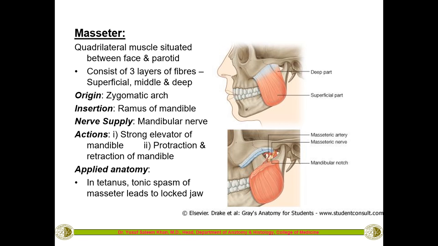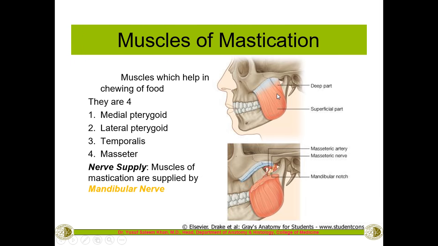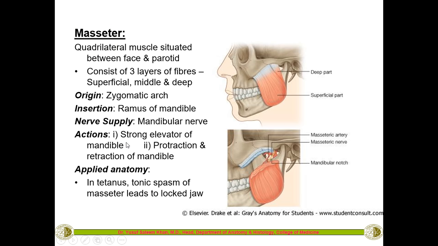So the fourth muscle which is remaining is the masseter. So this is the masseter here. It has a superficial part and deep part. Actually it has three parts: superficial, middle as well as deep. This is a quadrilateral muscle, as you can see here, situated between the face and the parotid gland. Parotid is a salivary gland which will be superficial just in front of the auricle here.